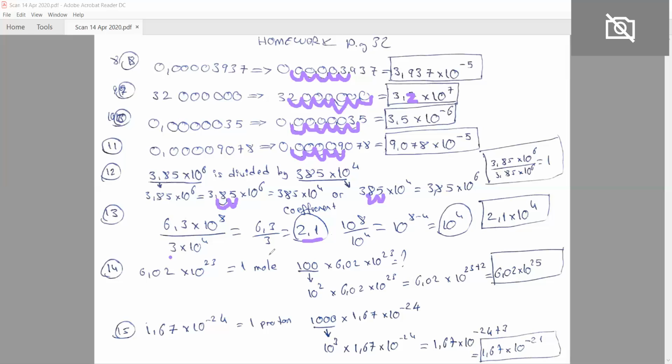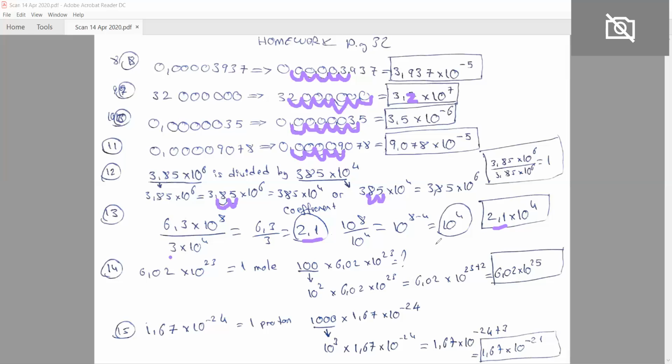Now, if I have to rewrite this, guys, remember my coefficient is 2.1. 2.1, I'm going to write it, times 10 to the power of 4. So my answer is going to be 2.1 times 10 to the power of 4.